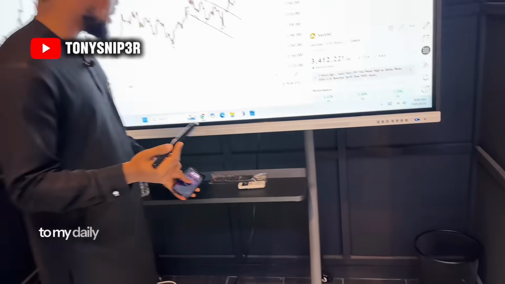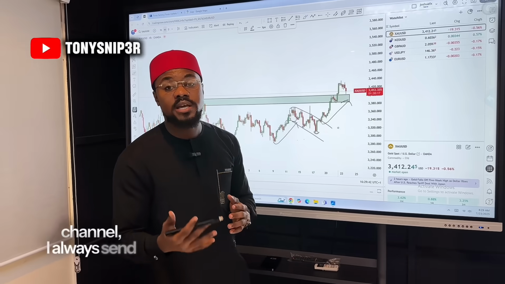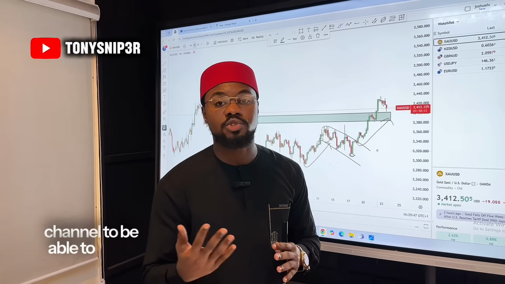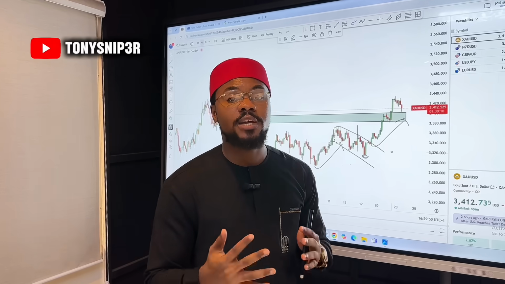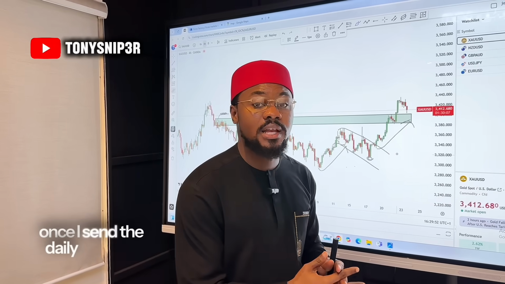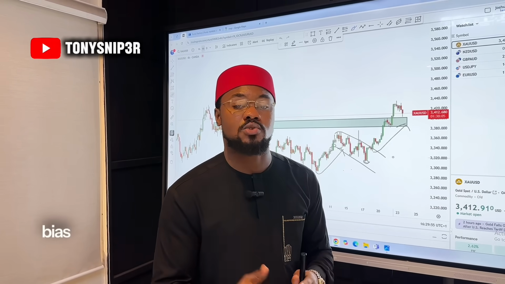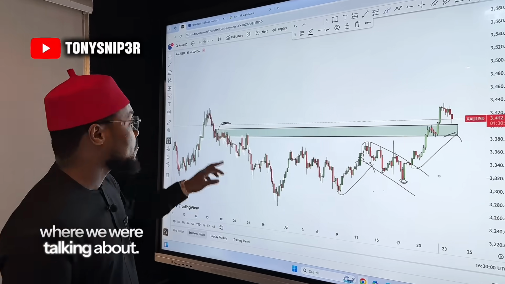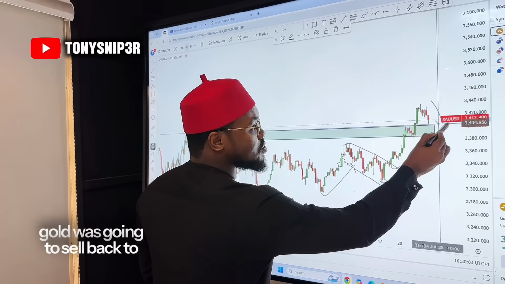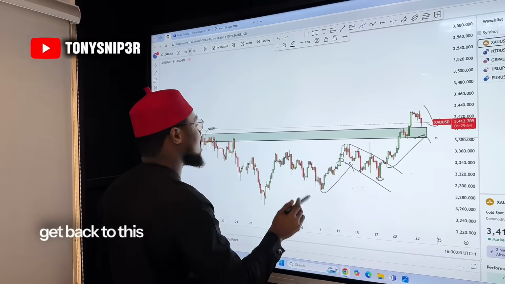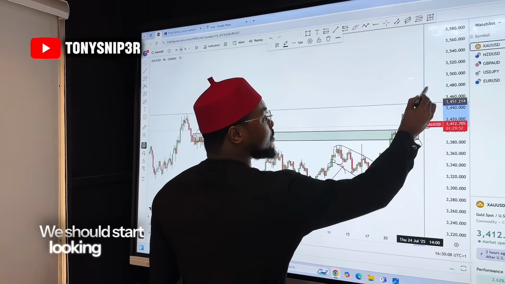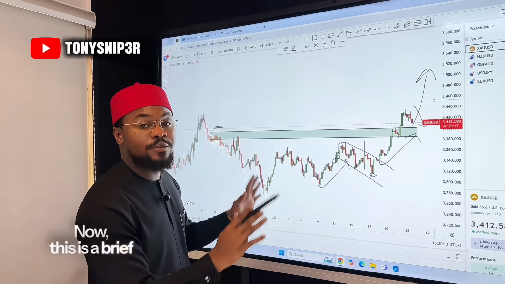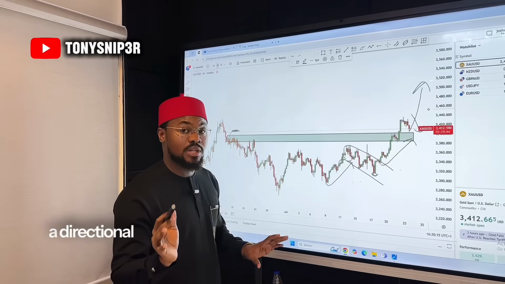Now, when it comes to my daily outlook on my Telegram channel, I always send daily videos every single day to enable traders in my channel to be able to trade confidently and independently. Even if I don't send a signal, once I send the daily outlook, you can use that directional bias to look for entry either to the upside or to the downside. Now, let's get back to where we were talking about. I told them that gold was going to sell back to this level. Then once gold gets back to this level, what should we be looking for? We should start looking for a new push, to where? To an all-time high. Now, this is a brief explanation of how to spot a directional bias.